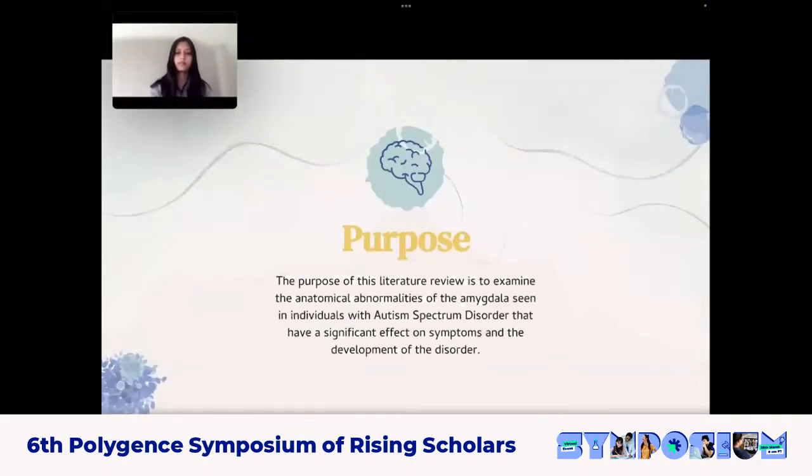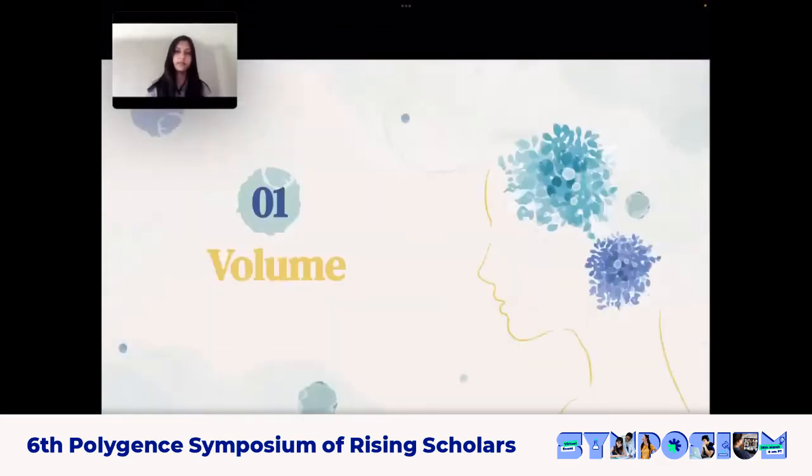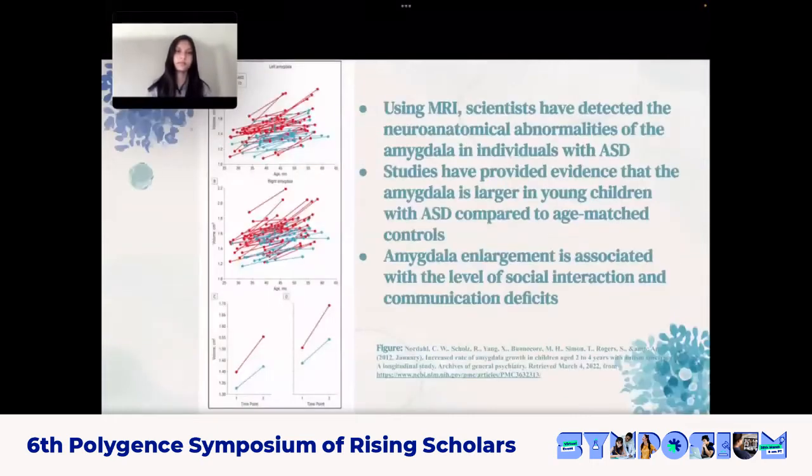The purpose of my literature review was to examine the anatomical abnormalities of the amygdala seen in individuals with autism spectrum disorder that have a significant effect on symptoms and the development of the disorder. Volume is going to be my first subsection. Many studies have used structural magnetic resonance imaging to examine the neuroanatomical abnormalities of the autistic amygdala. Research on this topic has shown that the amygdala is larger in young children with ASD compared to neurotypical controls, and that amygdala enlargement is often present by 2 years of age.